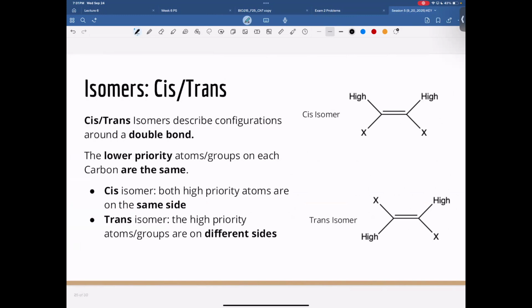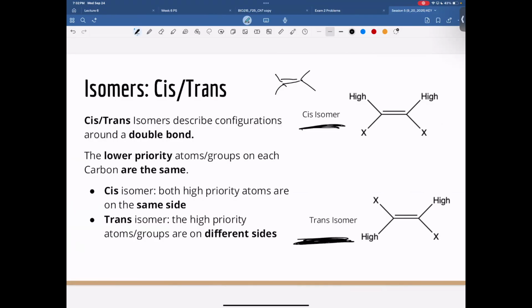All right, now we're going to talk about cis-trans isomers. These mainly refer to alkenes. Alkenes are double bonds. So a cis isomer is when both high priority atoms are on the same side. We can see that right here. And a trans isomer is when they are on opposite sides.